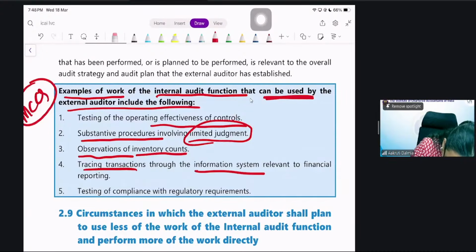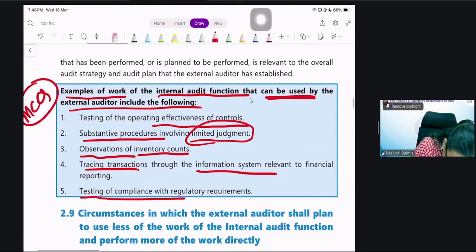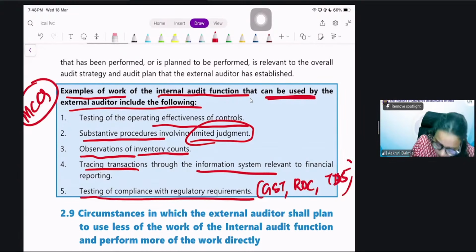Then tracing transactions through the information system. So you can use their reports and their observations on how the information system works. And you can test for compliance with regulations, which means GST, ROC, TDS, PPF, ESIC. For all this, you can use internal auditors' observations. So for what things can I use internal auditors' observations? Their observations on internal control, their observations on inventory count, their observations on internal systems. I can use their observations regarding compliance with regulatory requirements. Okay, so these are examples that you can use.